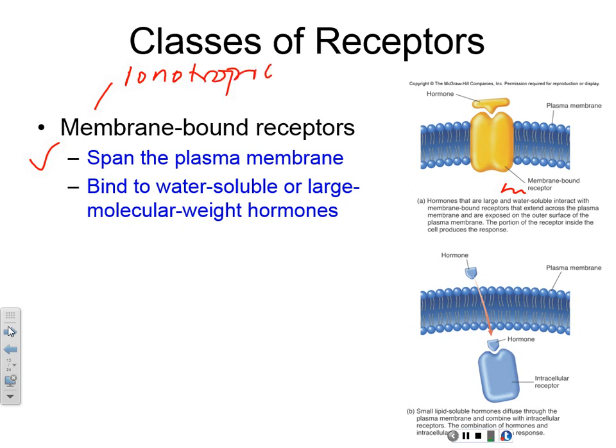The first one is ionotropic. It will influence the release of an ion, right? So it will either cause, like the one we talked about, the sodium ligand-gated channels on neuromuscular junctions.